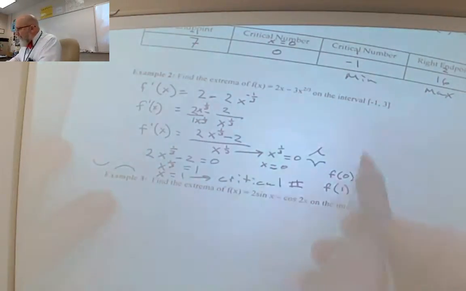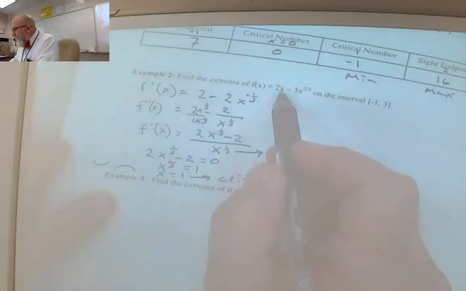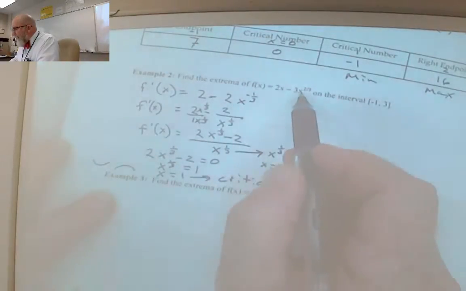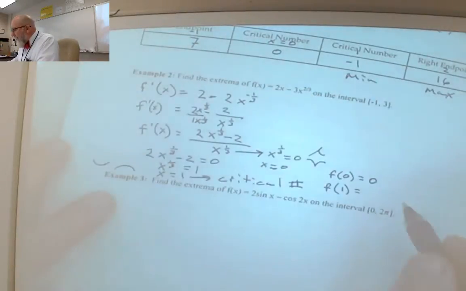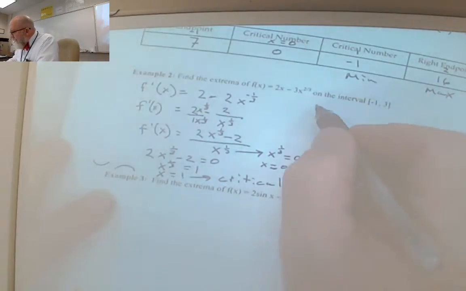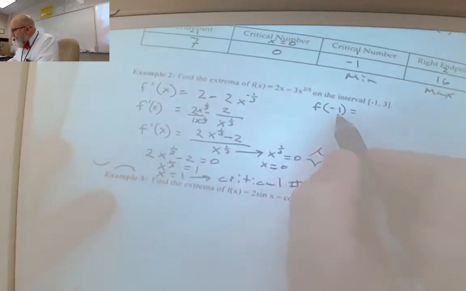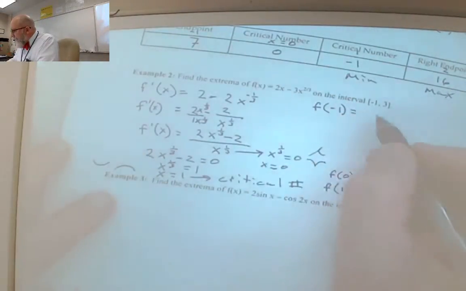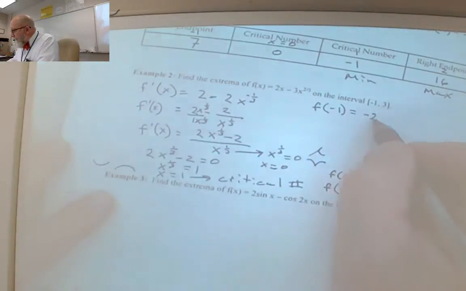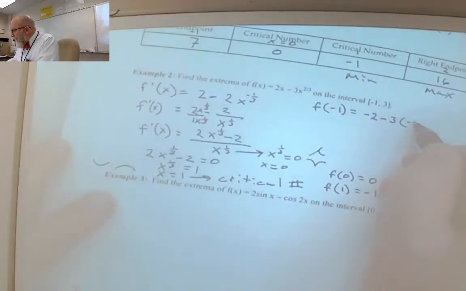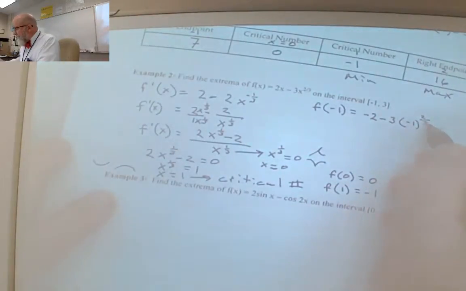What do I get when I put 1 into there? Well, I'm going to have 2 times 1 minus 3 times 1 to the 2/3 power. 1 to any power is 1, so what do I get? -1. Now I'm going to plug in f of -1 in there, because that's my left endpoint. So that's going to give me -2 minus 3 times -1 to the 2/3 power.